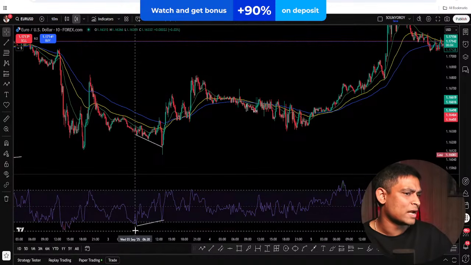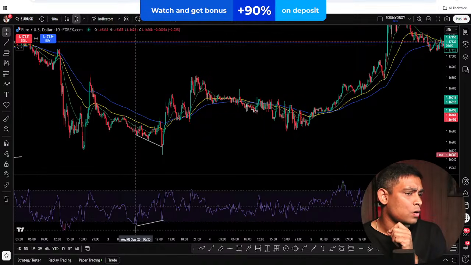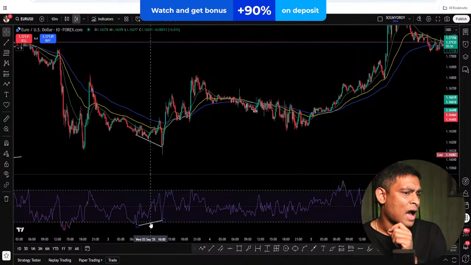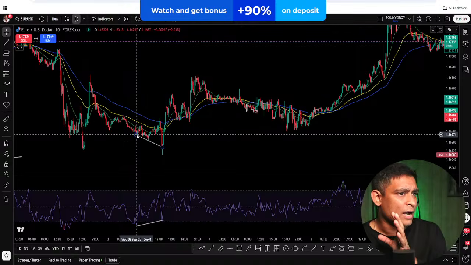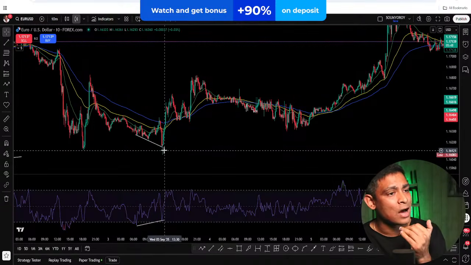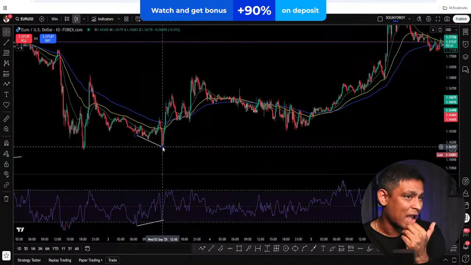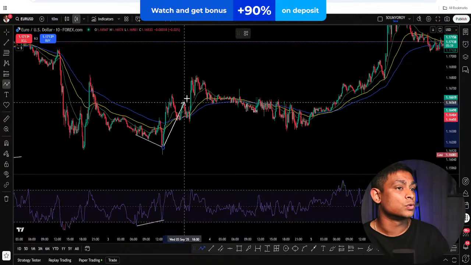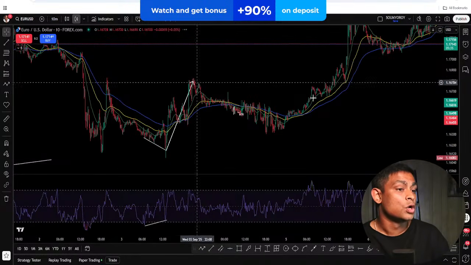Now ladies and gentlemen, just have a look. This is a lower low, then a higher low, higher high, higher low, higher high, then a higher low and a higher high. And here we have the price which is moving down, and from here the movement starts. As you can see, the price started to move up.